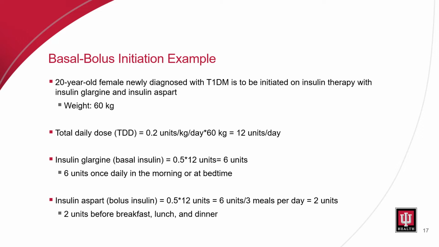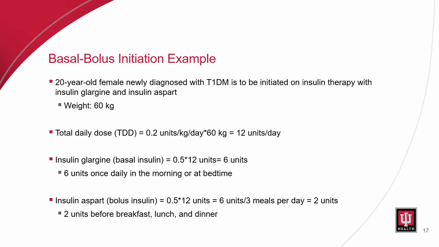For example, we have this 20-year-old newly diagnosed type 1 diabetic. A lot of type 1 diabetics are diagnosed in childhood. However, I work with an adult patient population, so that's what I'm more comfortable dealing with and what I'll use as my examples. And we're going to initiate her on insulin therapy, and we found out that her insurance really likes to cover insulin glargine and insulin aspart, so those are the insulins that we're going to utilize for her.